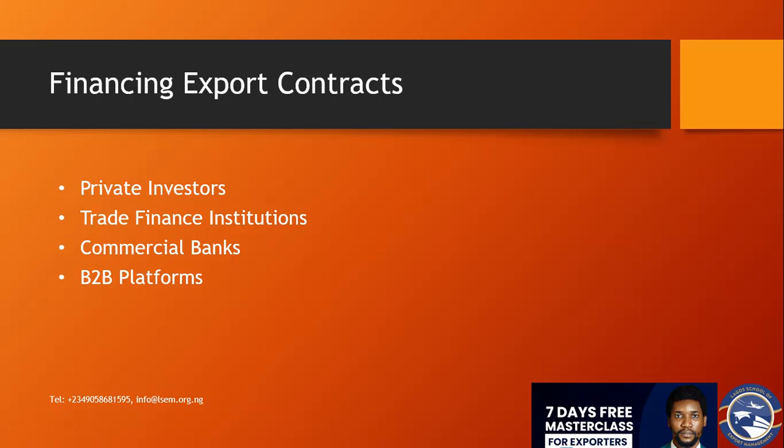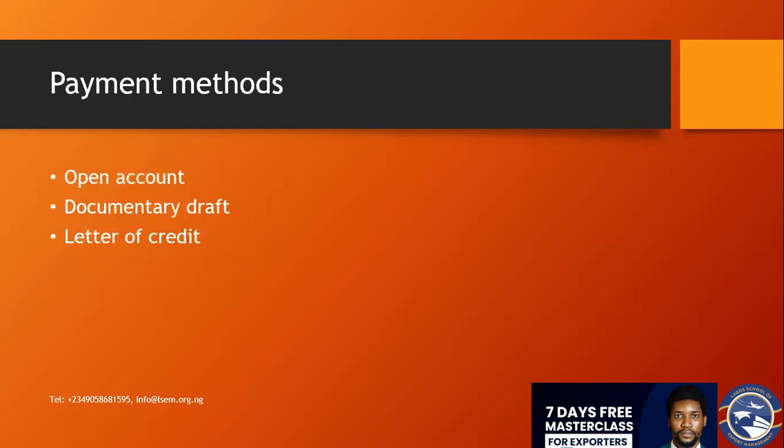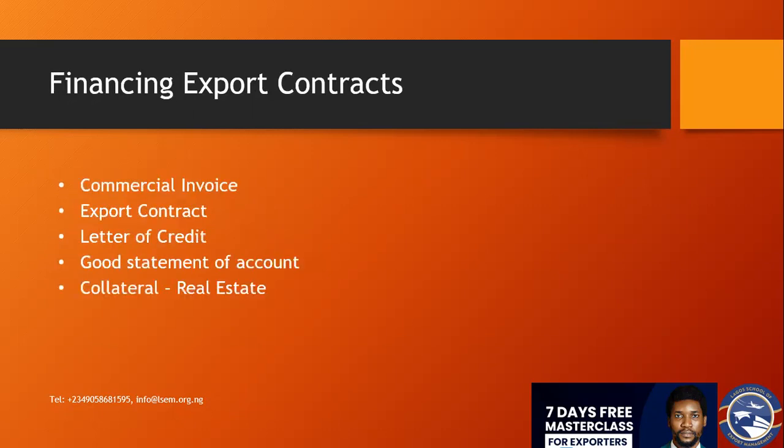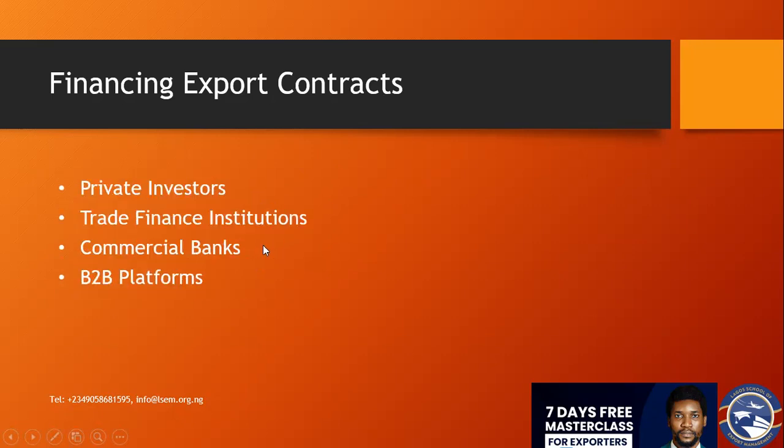As an exporter, you would have registered with the Nigerian Export Promotion Council. You can also go to the council and request finance. It is all by showing them the documents I listed on this slide, which is your commercial invoice, very important, and your export contract. If you have a letter of credit, that gives you a very solid position to approach anyone for financing.